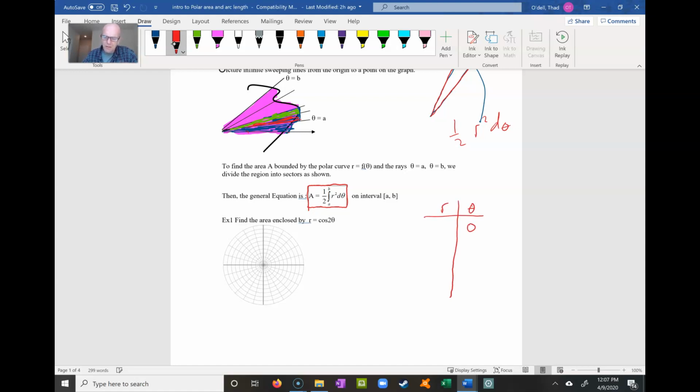If I plug in 0 for theta, then cosine of 0 is 1. That means r is 1. When I plug in something that we know, like say pi over 6, it's 2 times pi over 6, so I'd have pi over 3. So we're thinking, what's the cosine of pi over 3? Well, the cosine of pi over 3 is 1/2. And then if we do, say, pi over 3, 2 times pi over 3 would be 2 pi over 3, and in that case, cosine is negative 1/2.